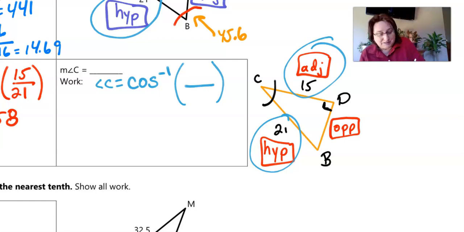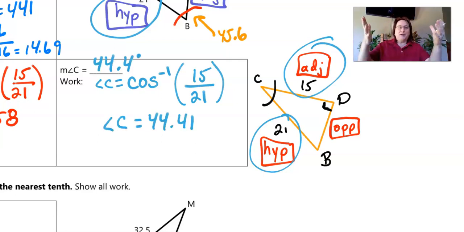Yeah, guys, it's adjacent over hypotenuse. Okay, 15 over 21. All right, come on, guys, give it to me. Put it in your calculators. What do you get for the measurement of angle C? There we go. 44.4 degrees rounded to the tenth place.